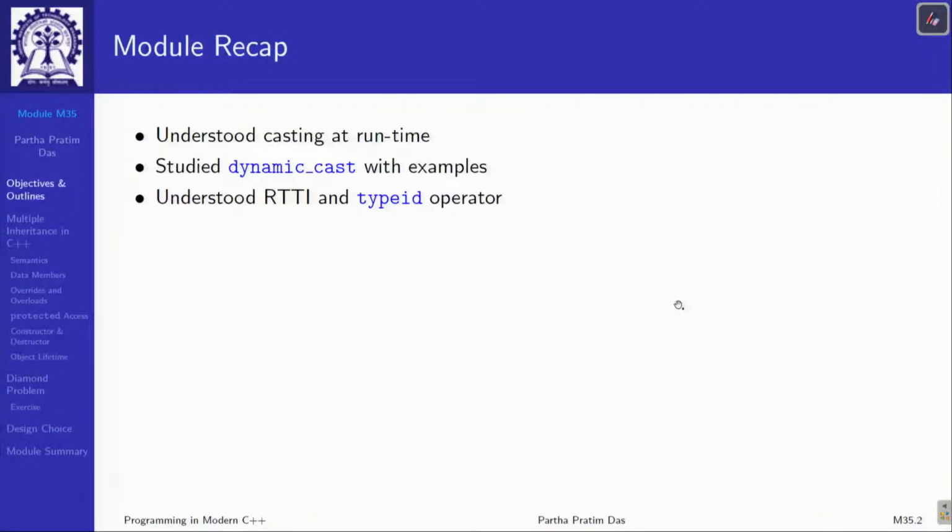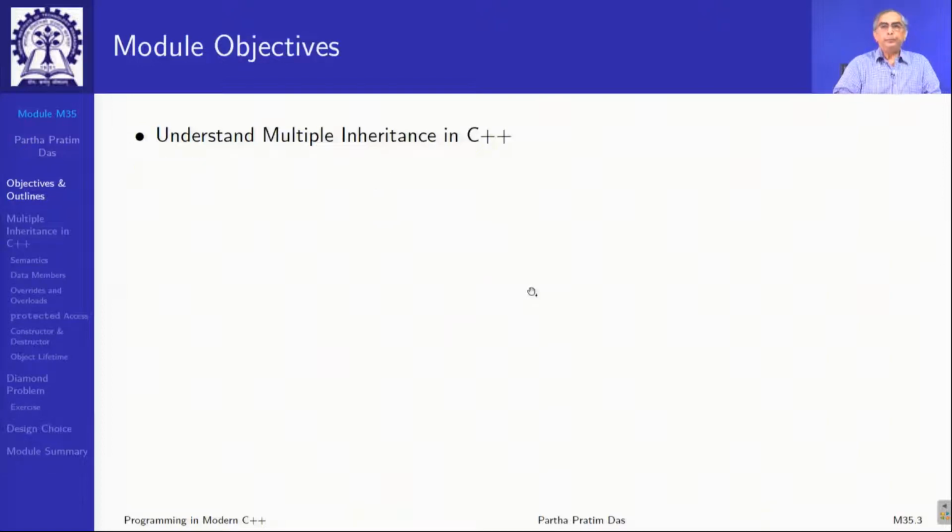In the last module, we concluded the 3-part discussion on typecasting in C and C++, and in the last module we particularly discussed the very important casting for polymorphic type by dynamic cast, the typeid operator and the required runtime type information system. In the present module, we are going to discuss multiple inheritance.